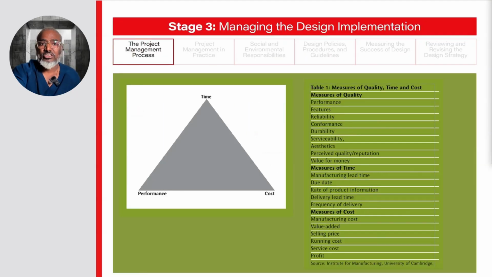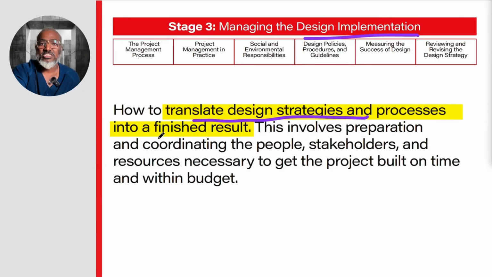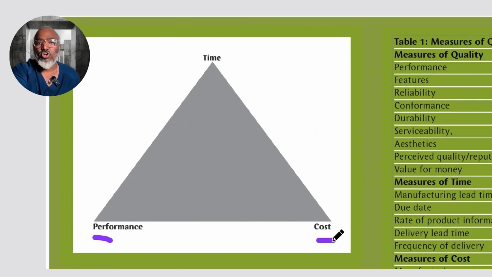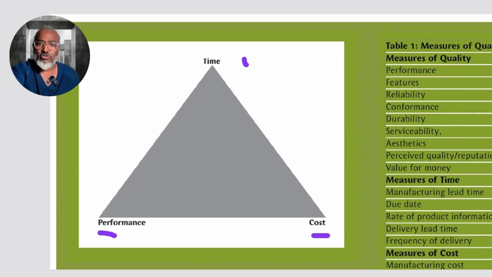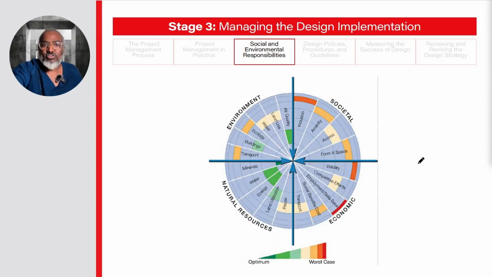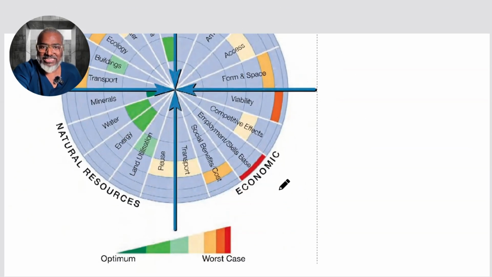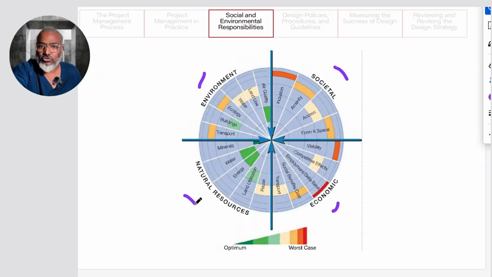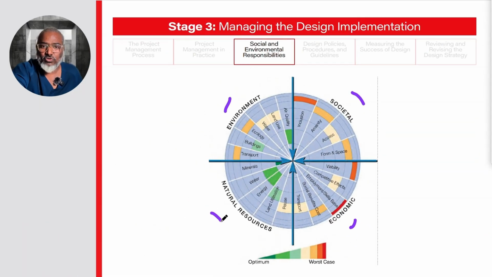Let's move to stage 3, which is design implementation. And this is all about how to translate design strategies and processes into finished results. Keep in mind performance, cost, and time, okay? You need to be good with these 3 things. And of course, you need to be aware of environmental, societal, and economic nature, social benefit costs, and so on and so forth.